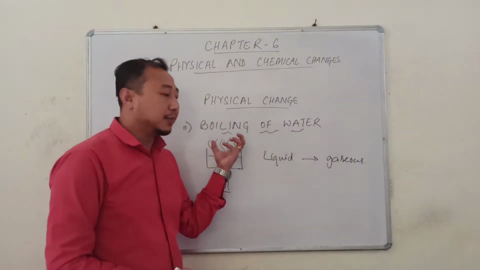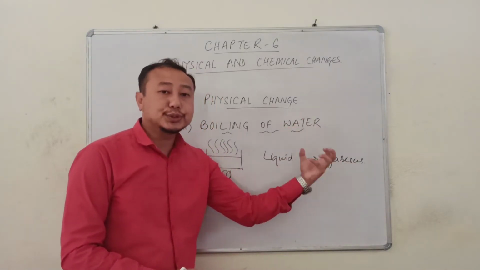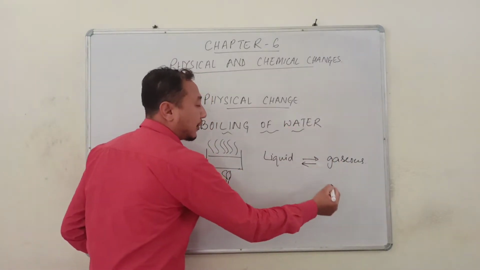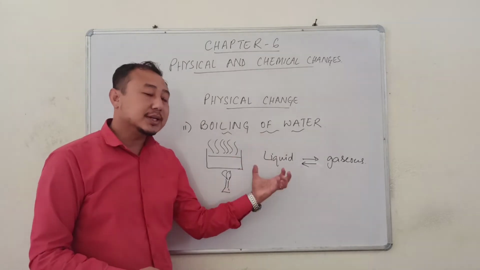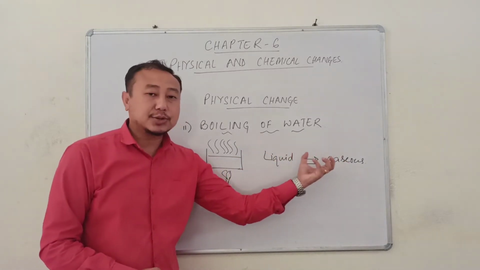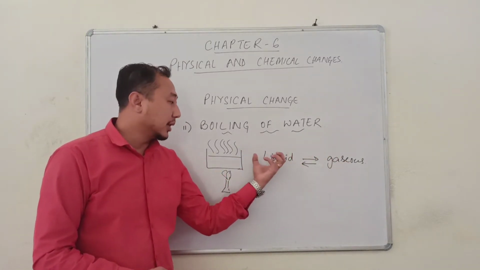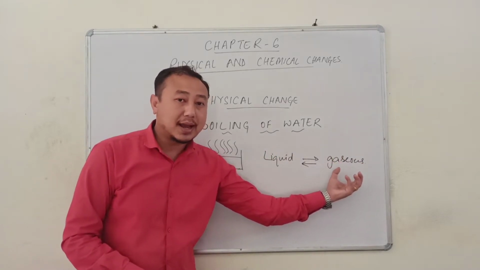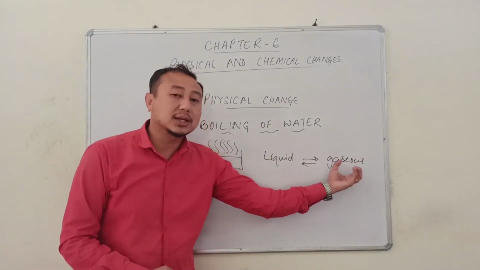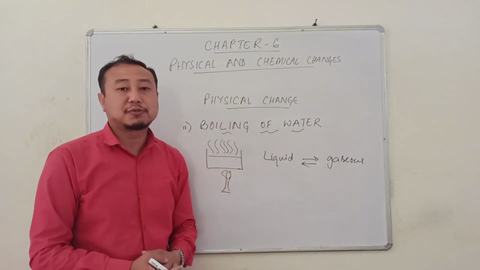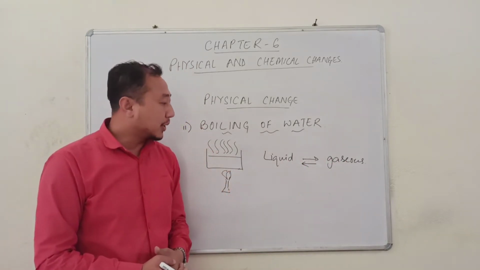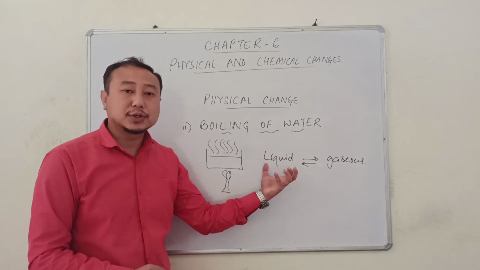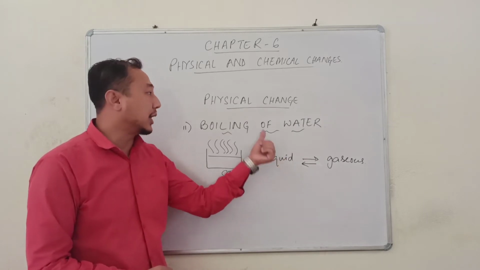But when this steam, which is in the gaseous form, is cooled down, it will change back to the liquid form of the water again. So in this case also, the change is reversible. That means the liquid form of the water is converted into the gaseous form of the water, and again, the gaseous form of the water is converted back to the liquid form of the water. Because of this reason, it is a reversible change, and as it is a reversible change, it is a physical change.